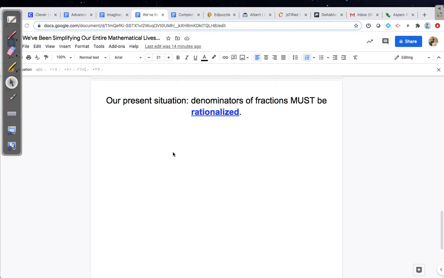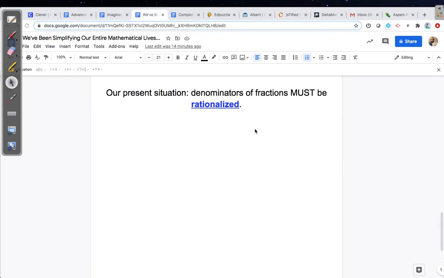Our present situation is that denominators of fractions must be what we call rationalized. Just the other day I showed you the number systems again, and you recognize that some numbers are rational. They can be written as a ratio or comparison of one number to another. A very basic example would be 2/3 is a rational number. The number 7 can be written as 7/1.